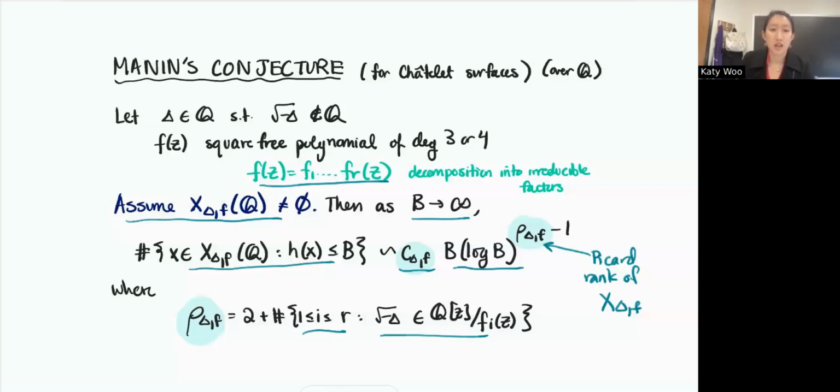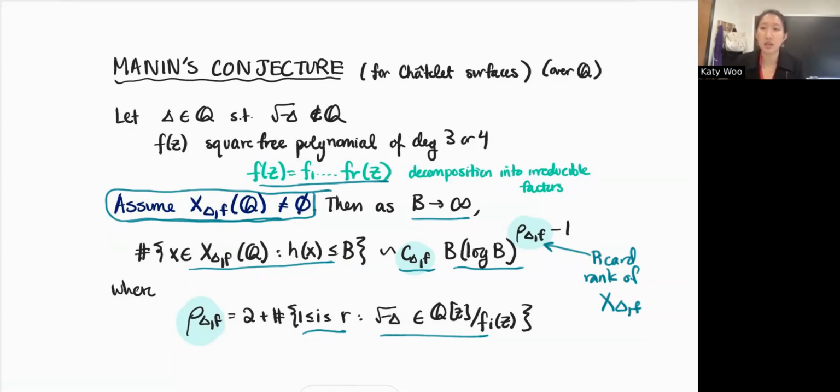So something I want to mention about this statement is that here I've assumed that our Châtelet surface has a rational point. This assumption isn't really standardized across the various statements of Manin's conjecture. Sometimes you might assume instead that your surface or variety has a Zariski dense set of rational points or an infinite set of rational points.